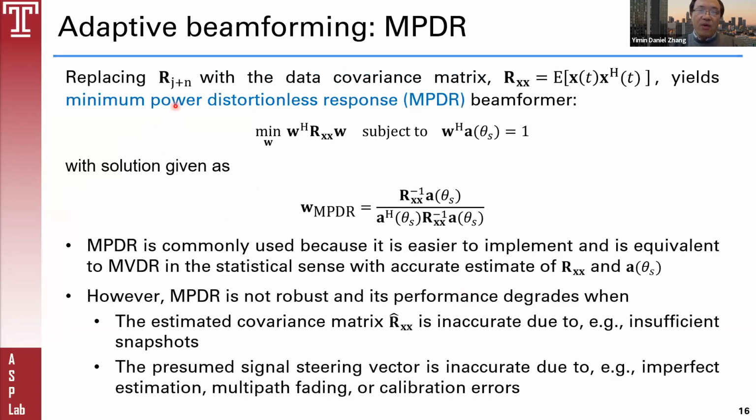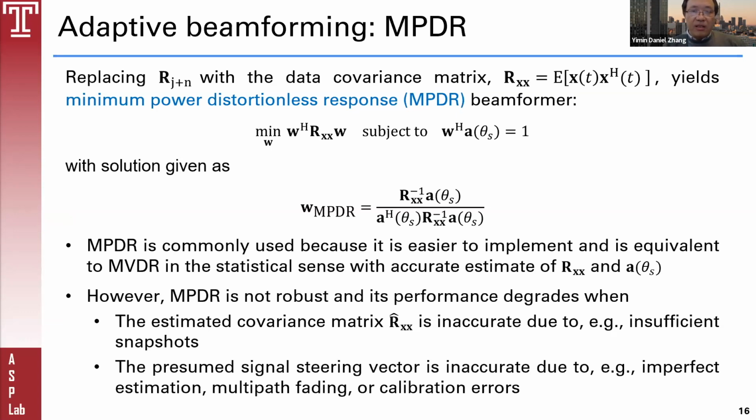In practice, people may find the estimation of the interference plus noise coherence matrix difficult. So in this case, we can replace it with the data coherence matrix. We call that the MPDR because it minimizes the output power instead of the output interference plus noise power. We still have the same constraint, and the solution is given in a very similar format, but this term is replaced by the inverse of the data coherence matrix. MPDR is commonly used because it is easier to implement and is equivalent to MVDR in the static sense when we have an accurate estimation of the coherence matrix and the steering vector of the desired signal.